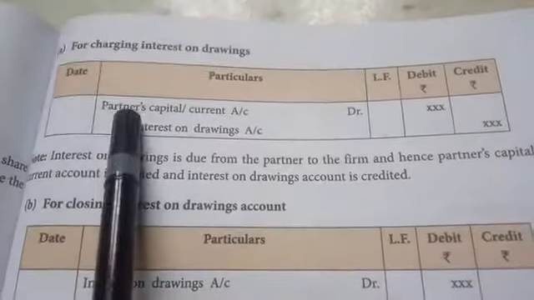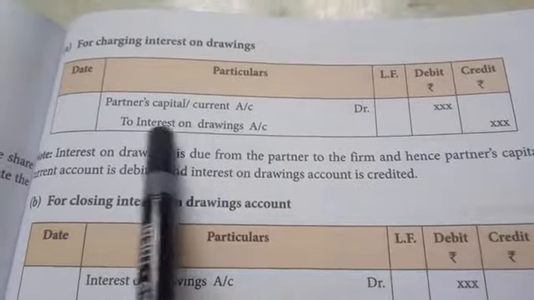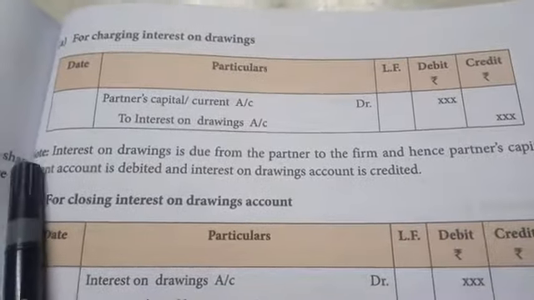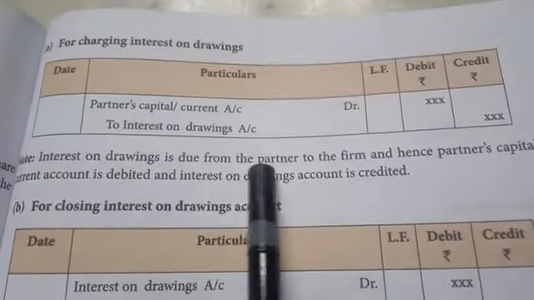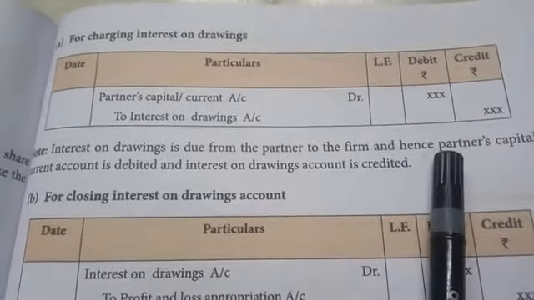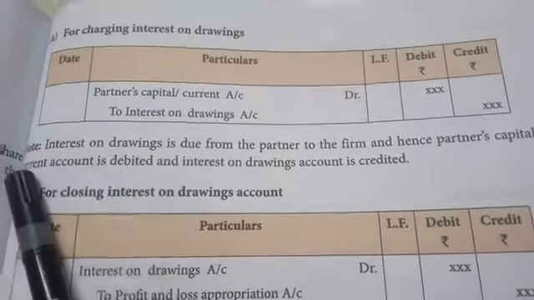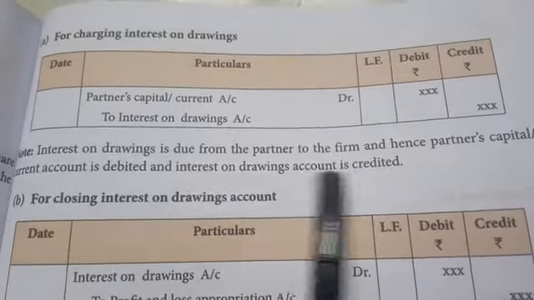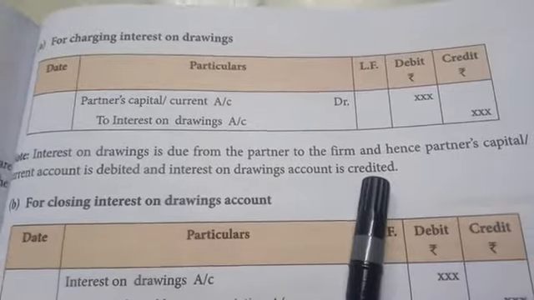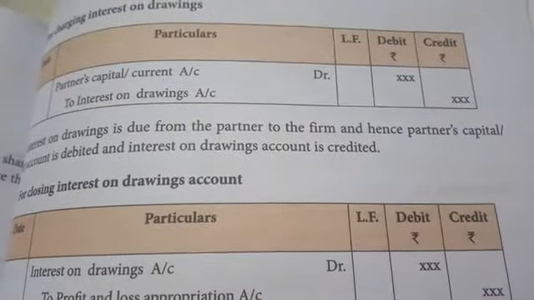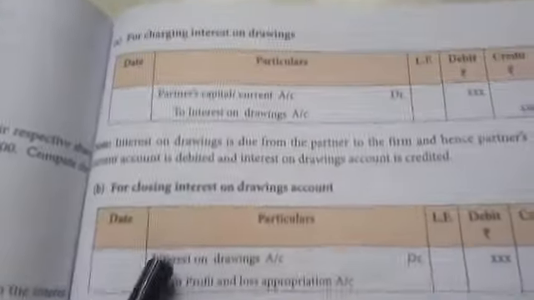Partners' capital account or current account debtor to interest on drawings account. Interest on drawings is due from the partners to the firm, and hence partners' capital or current account is debited and interest on drawings account is credited. Interest on drawings account is income, and all incomes and gains are credited as per the nominal account rule.